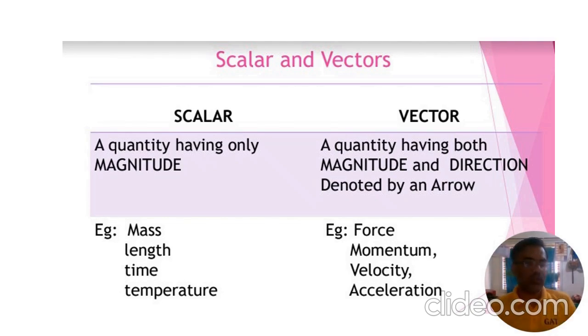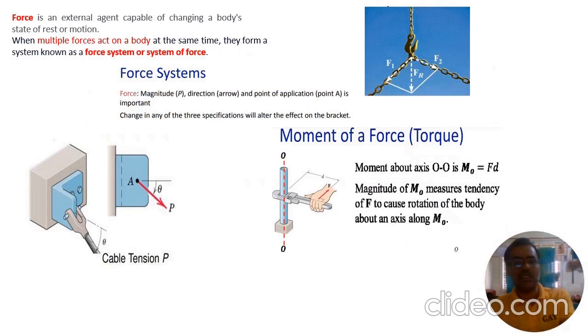A vector quantity has both magnitude and direction. The fundamental vector quantity is force, which is widely used in the study of mechanics, whether it is rigid body or deformable body mechanics. Momentum, velocity, acceleration are the terms which will be used in understanding dynamics, kinetics and kinematics of various machineries, which you will be learning in the course of your engineering.